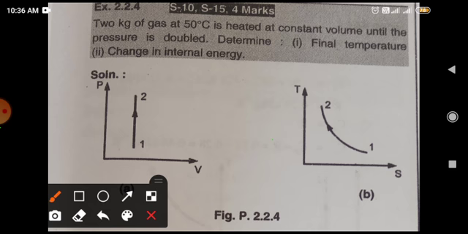You can see the problem on the screen. 2 kg of gas at 50 degrees Celsius is heated at constant volume until the pressure is doubled. That means first, the gas is heated at constant volume. You must find the final temperature and the change in internal energy.